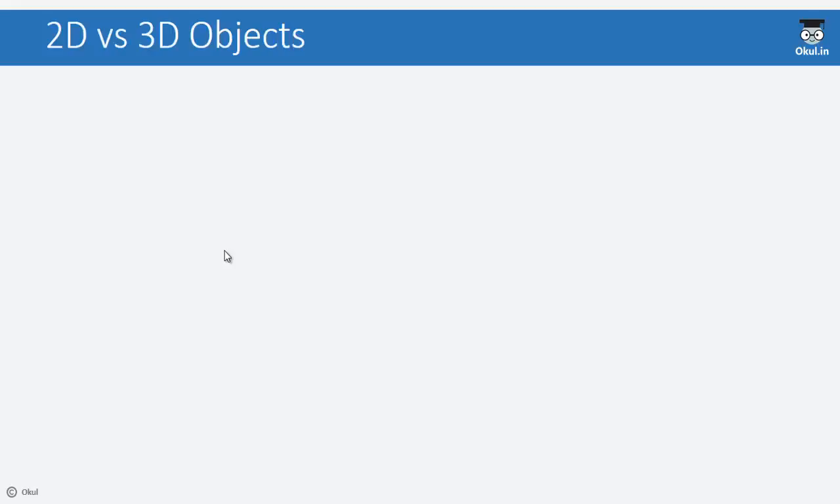We have the first topic as 2D versus 3D objects. So what is the difference between a 2D and a 3D object? We have the first figure as a rectangle, and this is a 2D object. And then we have a circle, which is again a 2D object, as these figures can be represented on a planar surface. But suppose we take the figure of a rectangle and stack these rectangles one over the other. So what will we get?